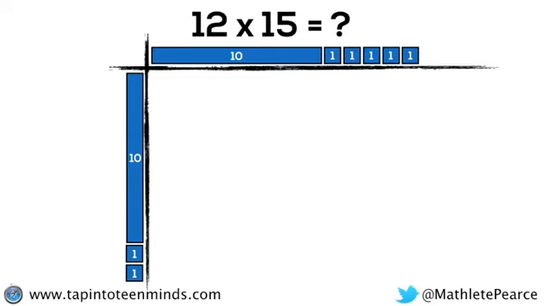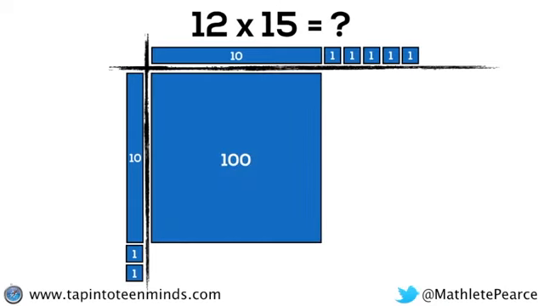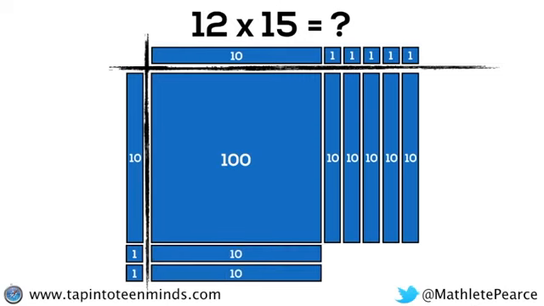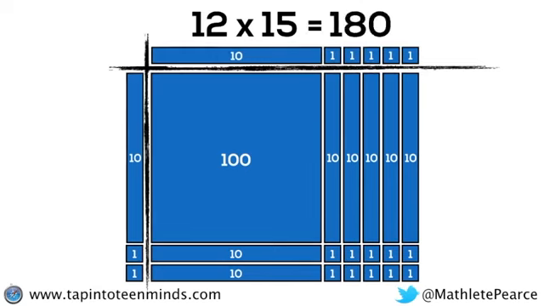So 10 times 10 gives us 100, or 100 flat. 10 times 5 is going to give us 5 10 rods, or 50. And we've now got 2 times 10 for 2 10 rods, or 20. And 2 times 5 for 10. And if we add up all of those partial products, we end up with a total product of 180. Pretty easy stuff, right? Now, let's go ahead and make the connection.